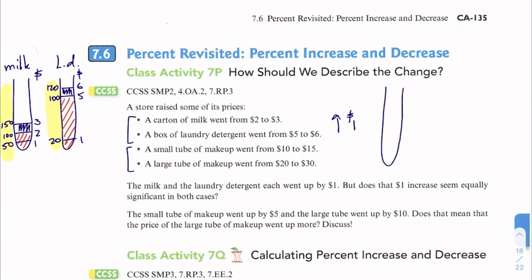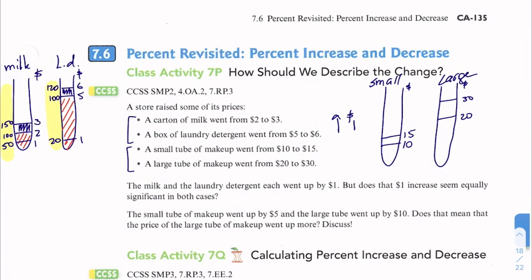We have two sizes of makeup, small and large. For the small tube, we had a $10 initial price, and it went up to $15. For the large, we had $20, and it went up to $30. If we look at the differences, in the small tube it went up by $5. In the large tube, it went up by $10. We would say the price of the large tube actually increased a lot more. In the absolute change, it went up by $10 rather than $5.